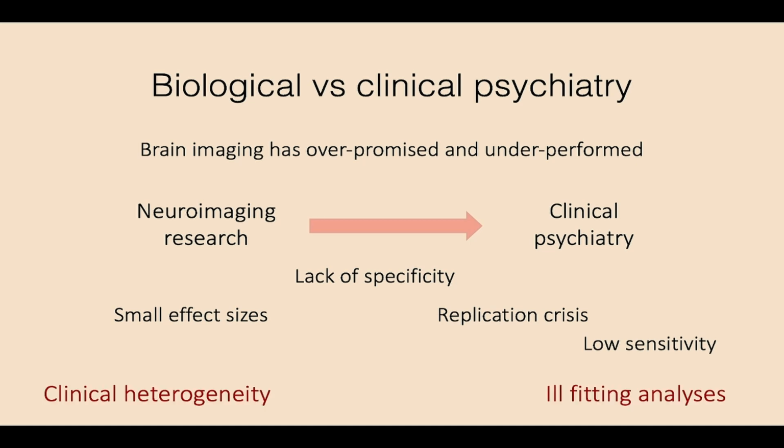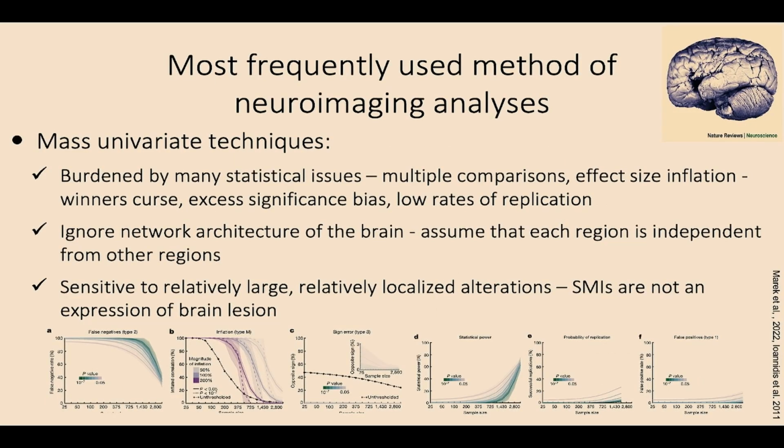I think the overarching issues here pertain to clinical heterogeneity and the way we analyze these results. And here I would like to focus on the way we analyze the findings. So still the most frequently used methods of brain imaging data analysis are mass univariate techniques, where we treat each individual region of the brain as an independent unit of analysis. If we have many such regions, we have to do many such independent comparisons.